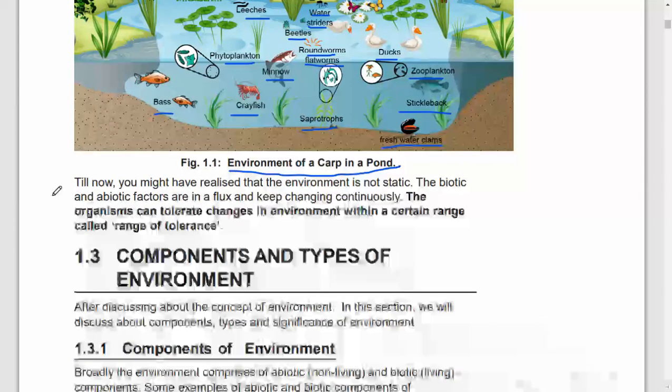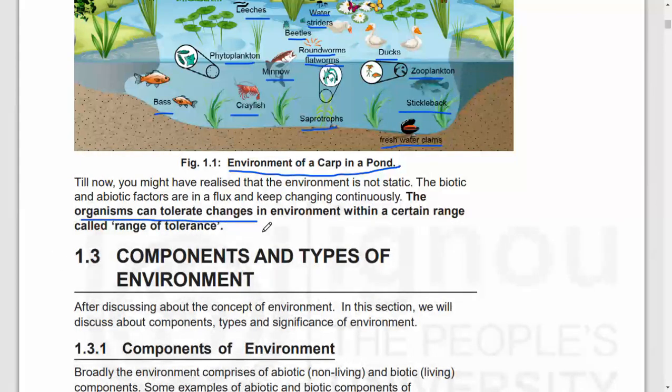Till now, you might have realized that the environment is not static. The biotic and abiotic factors are in a flux and keep changing continuously. The organisms can tolerate changes in environment within a certain range called range of tolerance.